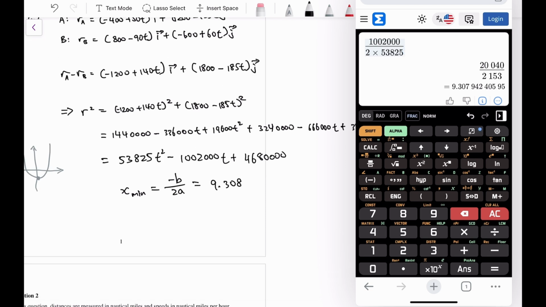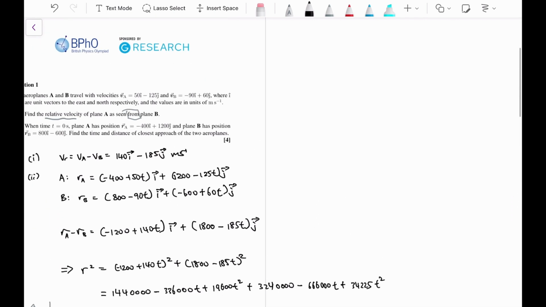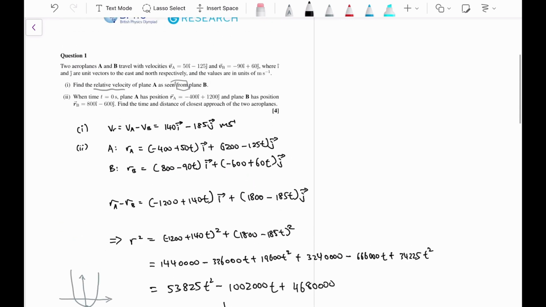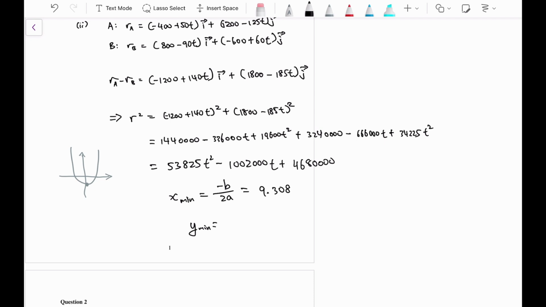And then we can utilize this to find the y coordinate. From the y coordinate, we can take the square root of it, and then we will find the minimum distance. The question wants us to find the time. But first of all, we have to look at the time. So in this case, what is the time?